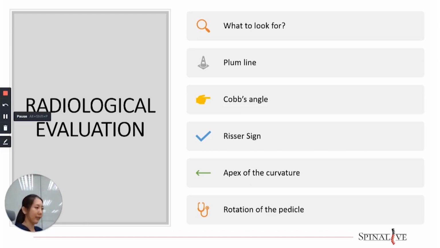So the next one would be a sagittal plumb line as well. Same thing, C7 all the way down to the sacrum. So from there, you are able to see which one would be the major curve.